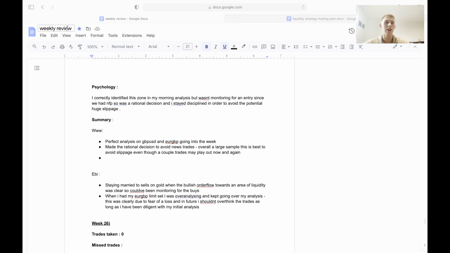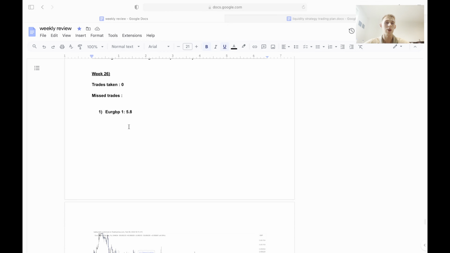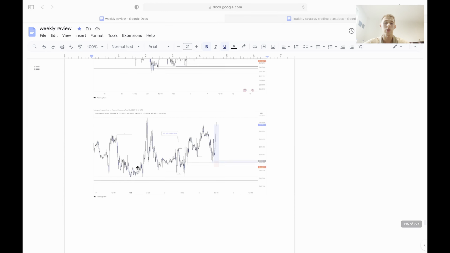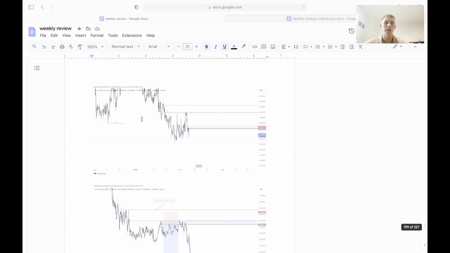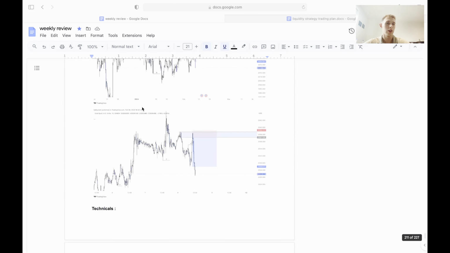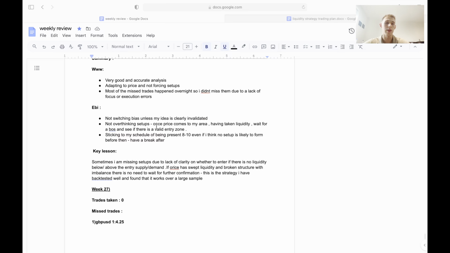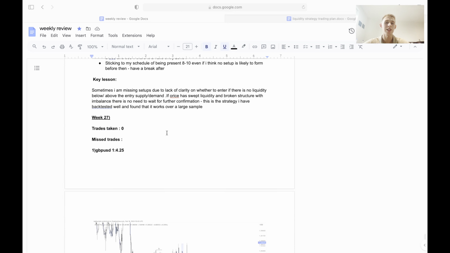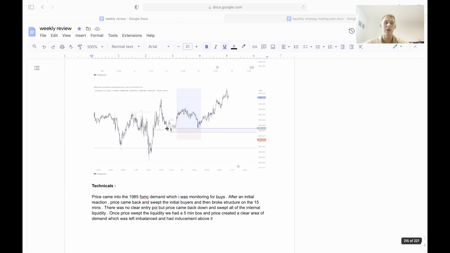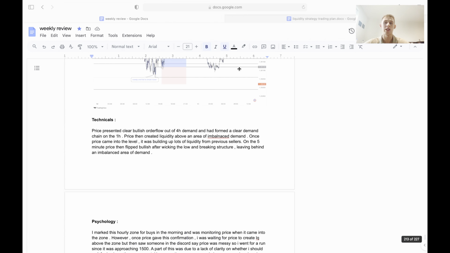This one in particular is my weekly review document. So at the end of every week, I will go and put all of my trades into this document, including missed trades as well. And at the end, I will also do like a little summary, what went well, what could I have done better, key lessons and things like this. And I'll simply do that every week for all the trades I took, plus the missed trades as well.